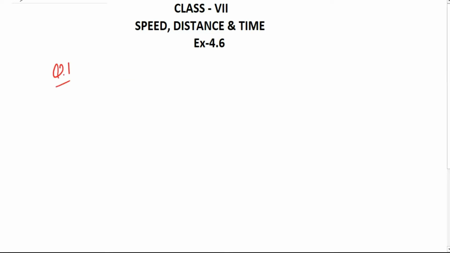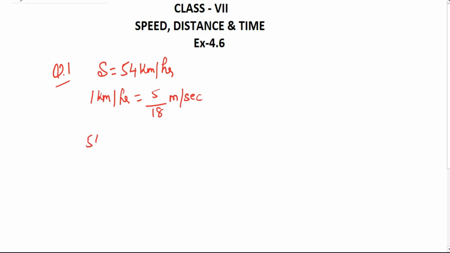What question number 1 is saying: the speed is given to you as 54 kilometer per hour and we need to convert this into meter per second. Just now I told you that 1 kilometer per hour has 5 by 18 meter per second. So similarly we can go ahead with 54 kilometer per hour. तो 54 किलोमीटर पर आवर में कितना मीटर पर सेकेंड होना चाहिए? You need to divide 54 with 5 by 18. Now let's go ahead with that.